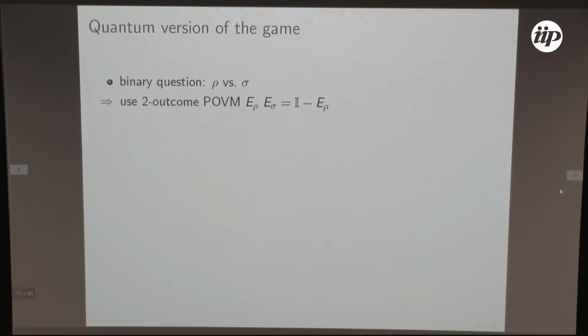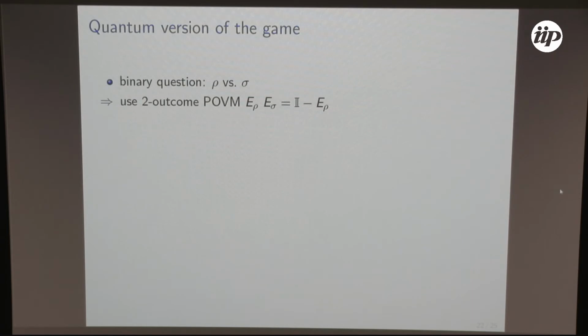Okay, now you can play the quantum version of this game. Now we have again a binary question: some referee hands you one of two quantum states. You know the density operators of both. This is the rule of the game, with equal probability. Then you have to guess with a single quantum measurement which state you obtained. Again, this is a two-outcome question, so you can optimize your strategy over all possible two-outcome measurements.